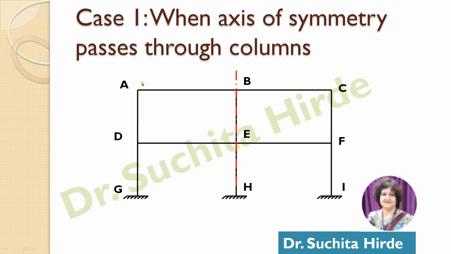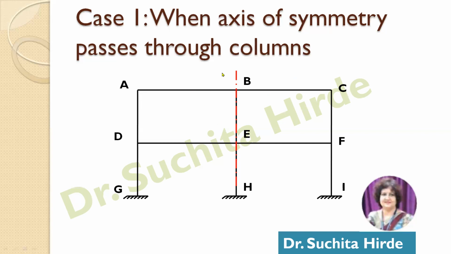because you know that MAB will be equal to MCB because of symmetry. So because of symmetry, the bending moments are equal and opposite. That just now we have seen in single bay single story frame. Similarly, here also the bending moments will be equal and opposite. There will be mirror image on other side.